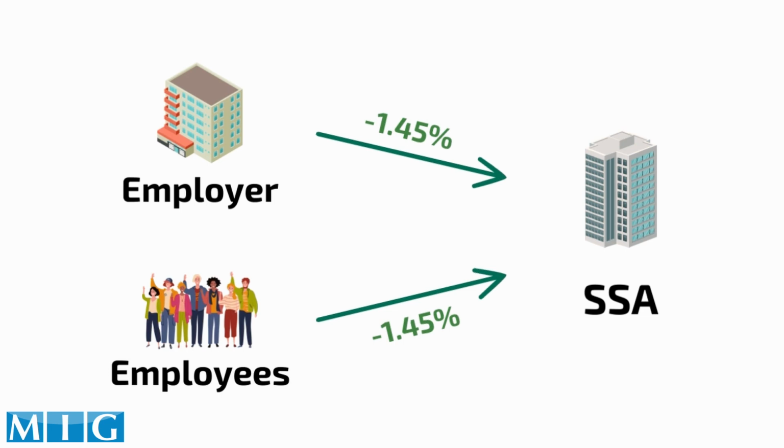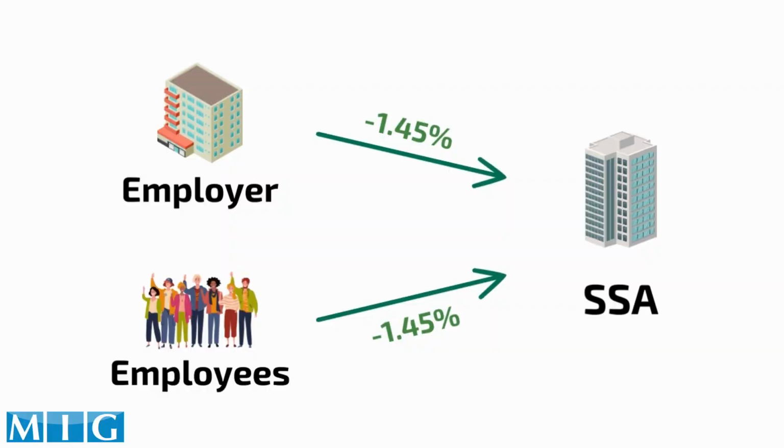So the next question is, who facilitates Medicare and how is the program funded? The Medicare program is facilitated by the Social Security Administration, and it's funded by payroll taxes. So when your employer pays payroll taxes, they will withhold 1.45% of your wages from you, which will go to the Medicare tax, and they will also contribute 1.45% themselves.